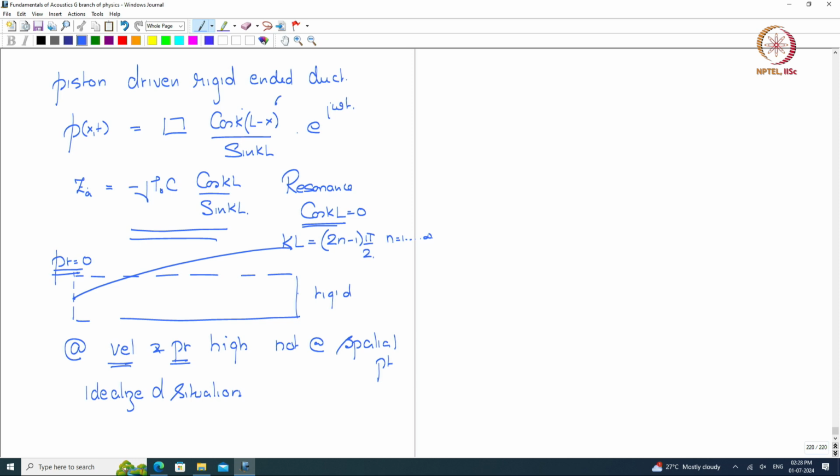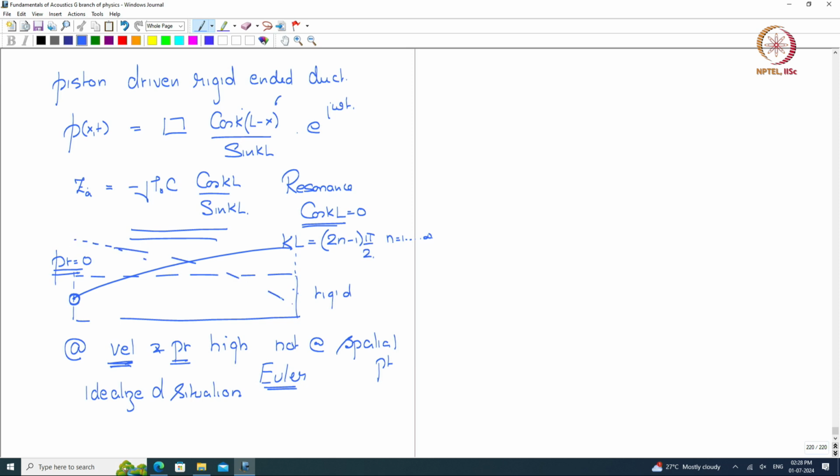Okay. The point I want to make is, pressure at the driver is 0, the driver is presented with 0 pressure. Max pressure happens at the wall because it is rigid. Okay. What about velocity? Velocity is also high, because they are related through the Euler equation. In harmonic sound fields, pressure and velocity are related through the Euler equation. So velocity will also be high somewhere, although it is 0 here.